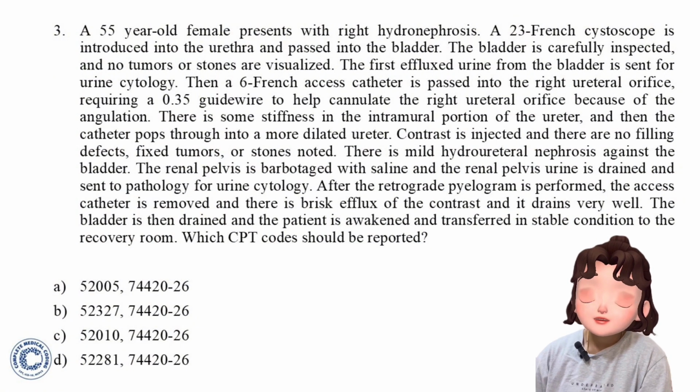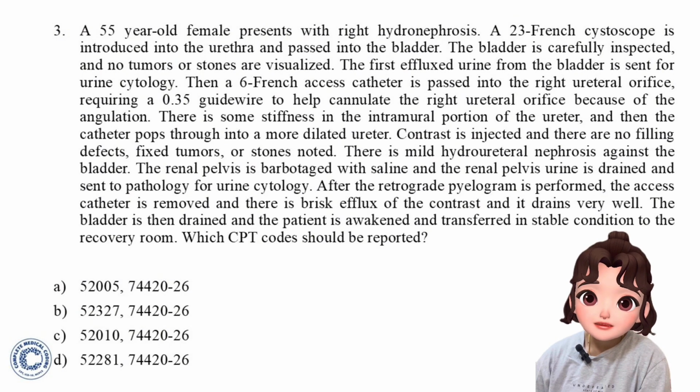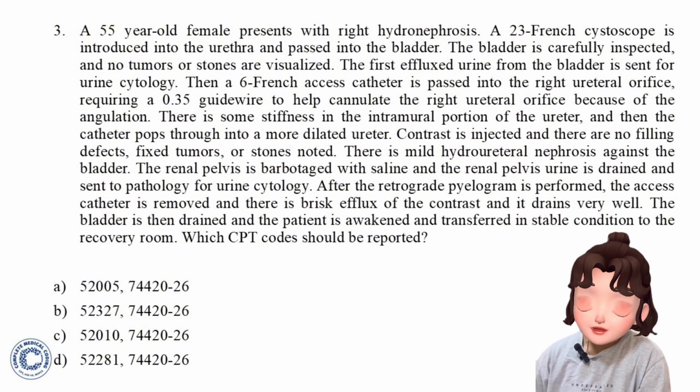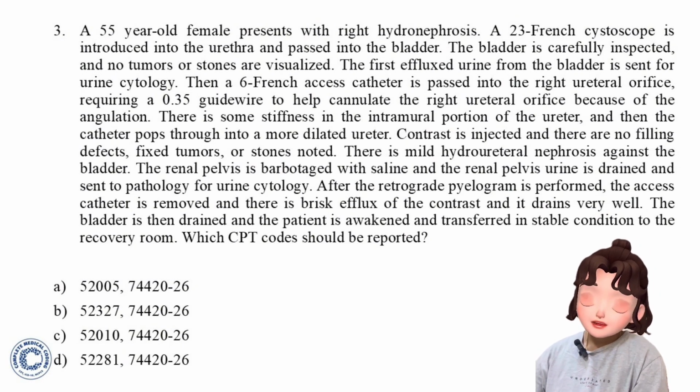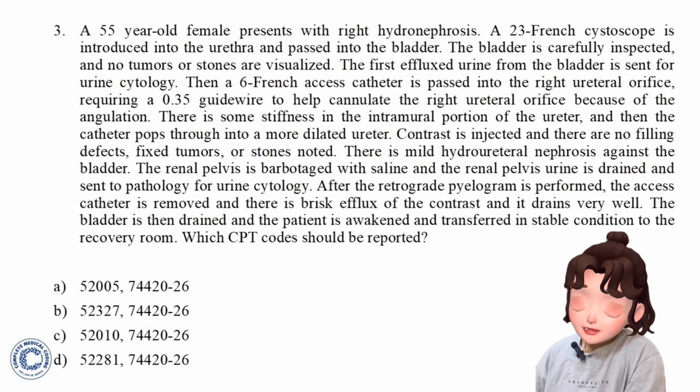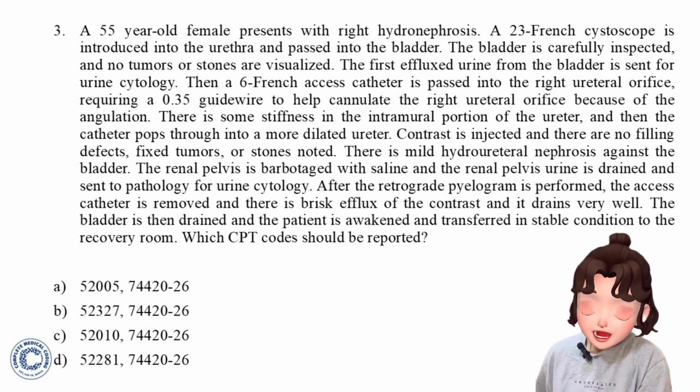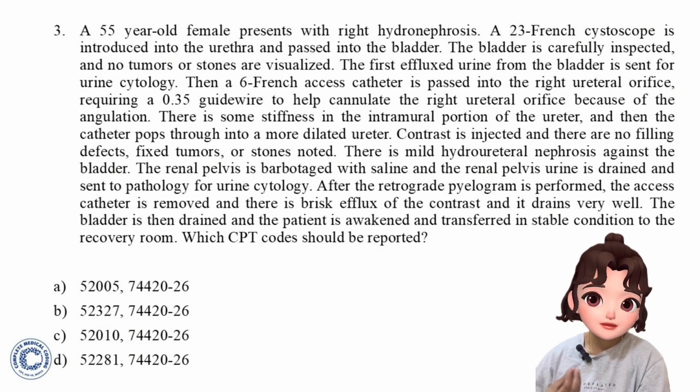Alright, anyway, first option, first question, first code 52005. What is 52005? Cystourethroscopy with urethral catheterization, with or without irrigation, instillation or urethrocystography, exclusive of radiologic service. 52005. What is 52327? The next option, 52327. Cystourethroscopy, again, that is the code we need, cystourethroscopy only.